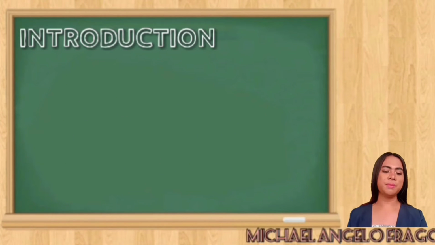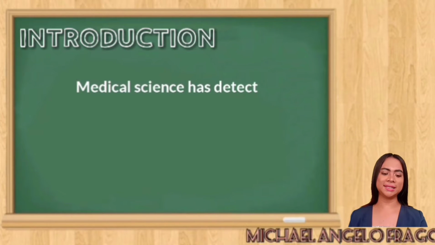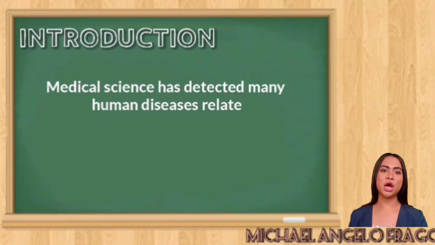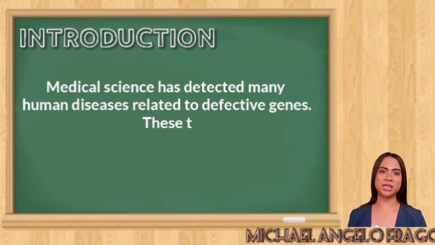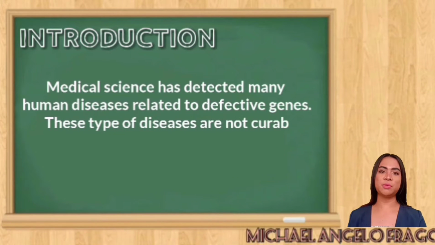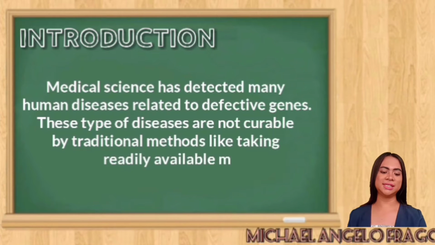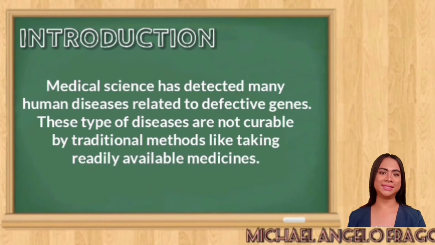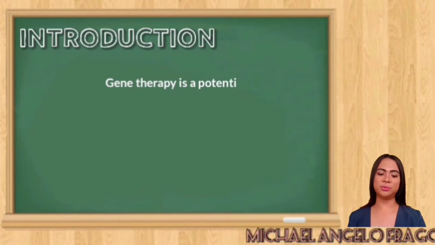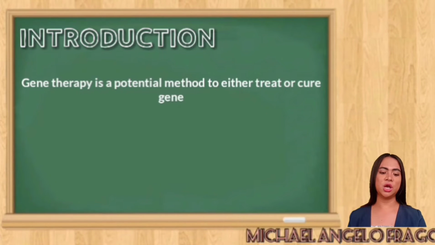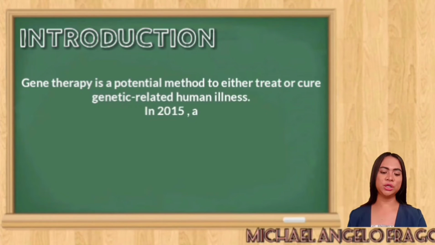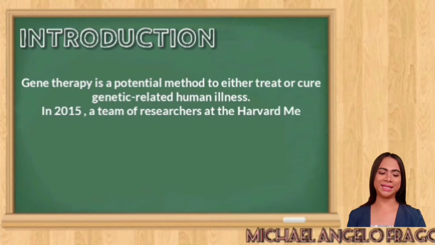Introduction. Medical science has detected many human diseases related to defective genes. This type of disease is not curable by traditional methods like taking readily available medicines. Gene therapy is a potential method to either treat or cure genetic-related human illness.